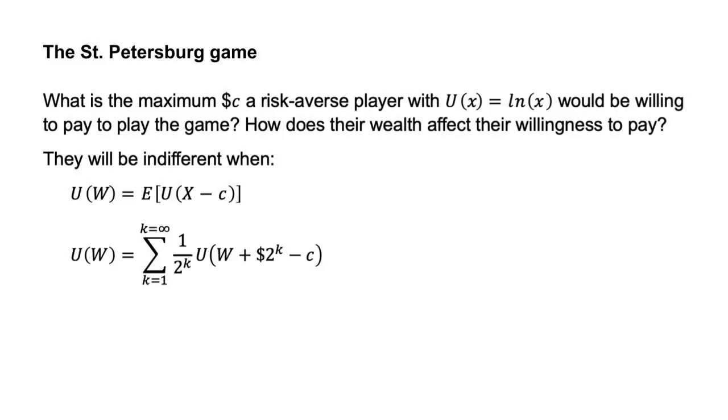Using the equation we calculated earlier, U of W equals the sum from k equals 1 to k equals infinity of 1 on 2 to the power of k times U of W plus 2 to the power of k minus C. And substituting in the utility function, ln W equals the sum from k equals 1 to k equals infinity of 1 on 2 to the power of k times ln W plus 2 to the power of k minus C. There is no closed form solution to this equation to enable us to determine C. We need to solve via numerical methods, such as testing and iterating to a solution.